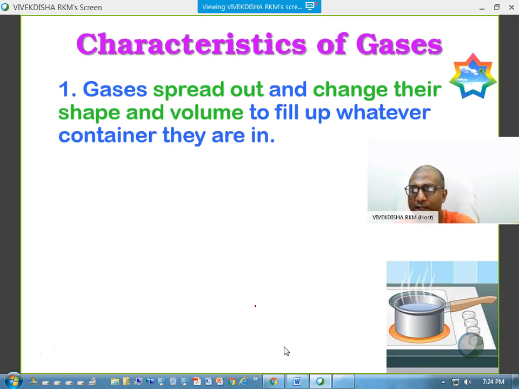So in whatever container you will take, suppose if you are taking the gas in a conical flask, it will take the shape and the volume of it. If you put it in another big box, a cubical box, then it will take the whole volume of the cubical box and the shape will be cubical. Write it down. So it will spread out and change its shape and volume. So there is neither definite shape nor definite volume. They will certainly have shape and volume, but not definite. It doesn't mean that they do not have any shape or volume. They will have, but that will be of the container, not any definite shape, not any definite volume.